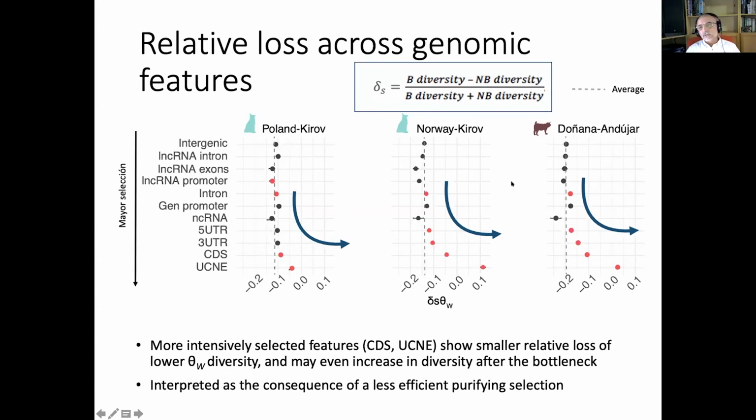So you see different bottlenecks have different average losses, but they differ broadly between features. So the striking result was to see a lower loss or even diversity gains in features that are most selected, like CDS and ultra-conserved elements. And we interpret this to reveal the relaxation of purifying selection that occurs in small and declining populations.